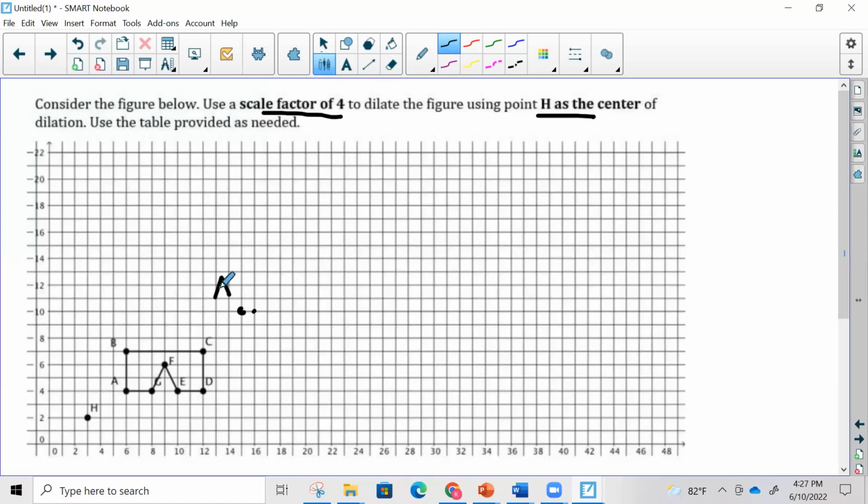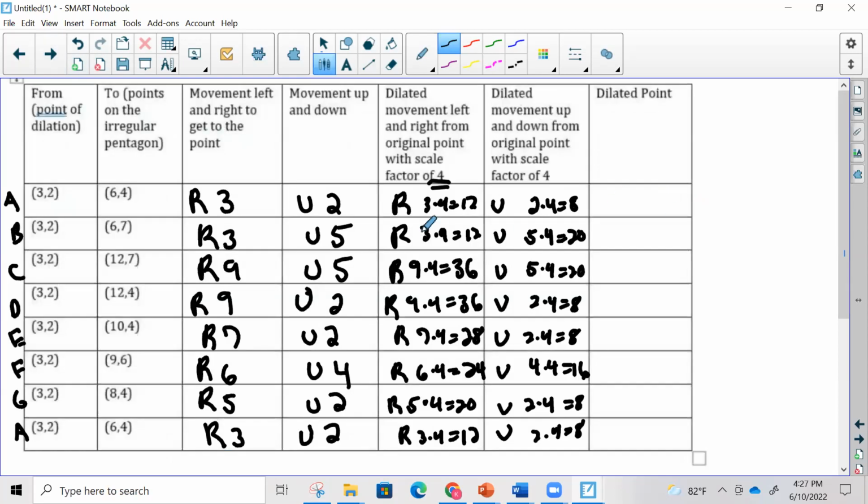And this would be my new A prime. Okay, and the distance from the center is increased by a factor of 4. And so, like I said, it's generally easier to just do that here. So what you do to find your A prime is take the center, or the point of dilation, and add how much I'm moving. So the 12, right? And then I'm taking 2 and adding the 8. And so then I get 15, 10 as my new A prime.